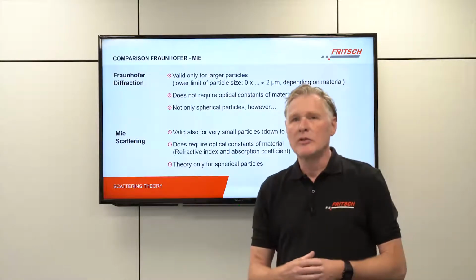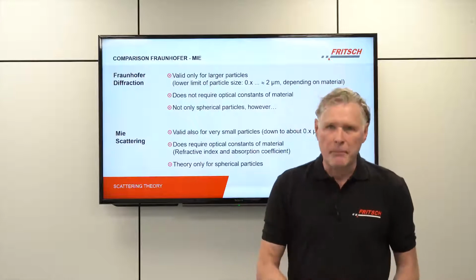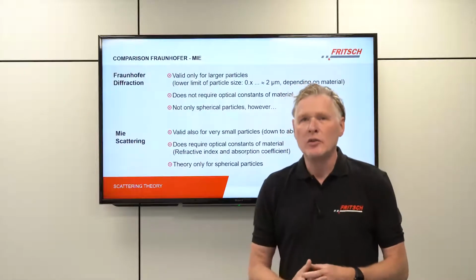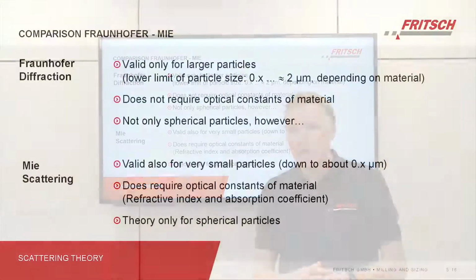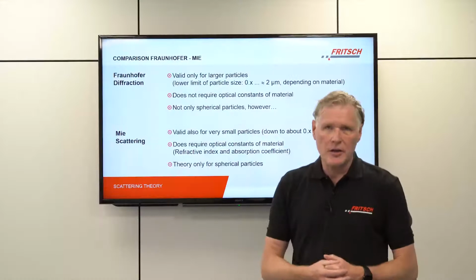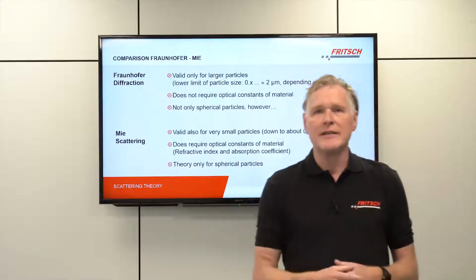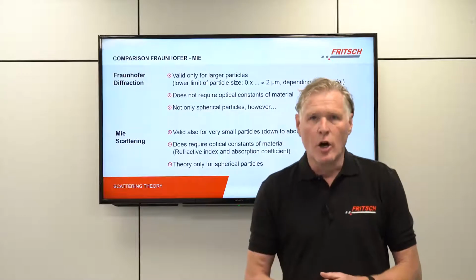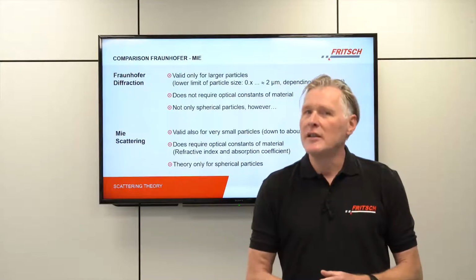When we now come down to smaller particles, typically in the submicron range, then you will need to move to the Mie theory. The Mie theory holds true, as already mentioned, also for very small particles, down to maybe around 10 nanometer. The main disadvantage that I need to point to here for the Mie theory is that you need optical properties of your particles. For the Mie theory, we now need to know the refractive index and the so-called absorption coefficient of the material. That's often not easy to get.